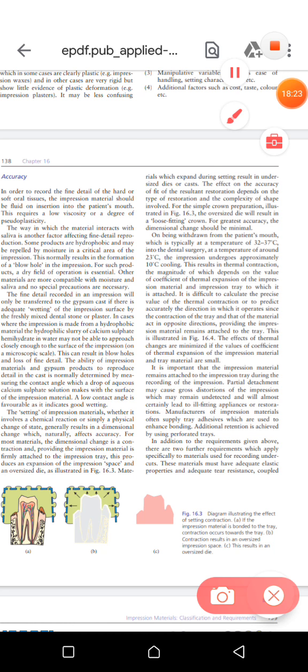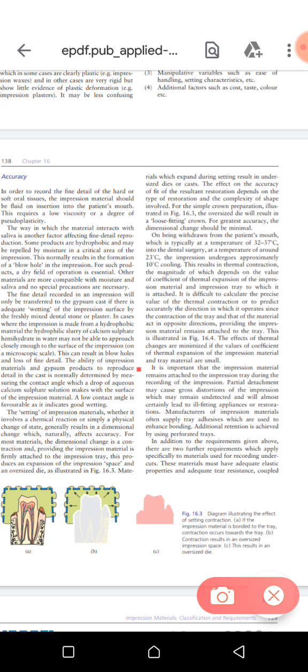Please come to the next para. It is important that the impression material remains attached to the impression tray during the recording of the impression. Partial detachment may cause gross deterioration of the impression which may remain undetected and will almost certainly lead to ill-fitting appliances or restorations.